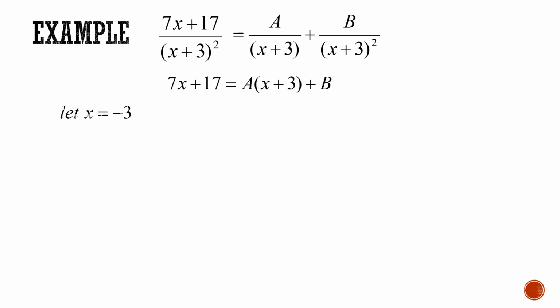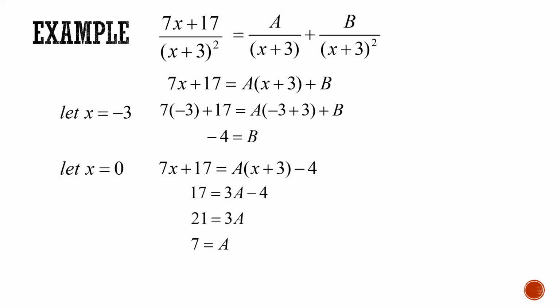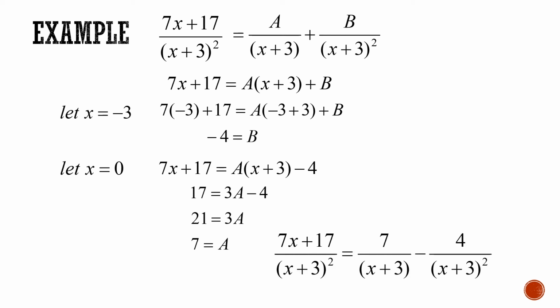This one is a lot easier because all I'm going to do is simply get rid of the A. And I'm going to do this by letting x equal to negative 3. Replace x with negative 3, solve for B, and B is equal to negative 4. Fantastic. Now, once again, the equation has to be redone or rewritten with B being negative 4, and I will choose x to be 0. In doing so, I can now solve for A. Solve for A, and I get A to be 7. So, my partial fractions, (7x plus 17) over (x plus 3) all squared is equal to 7 over (x plus 3) minus 4 over (x plus 3) all squared.